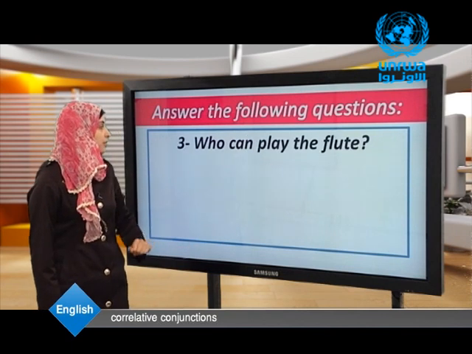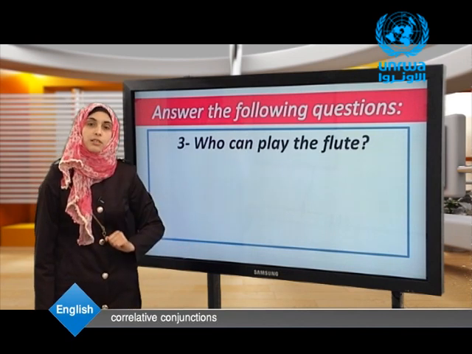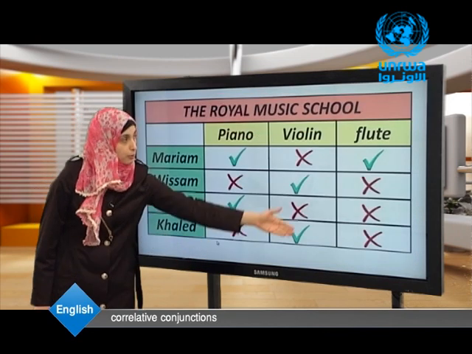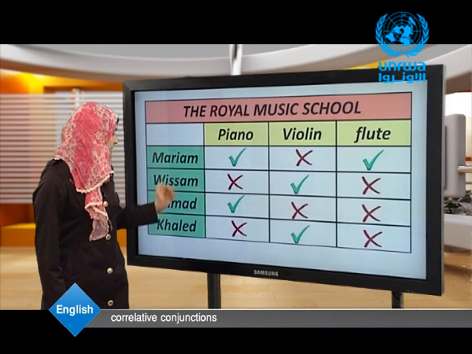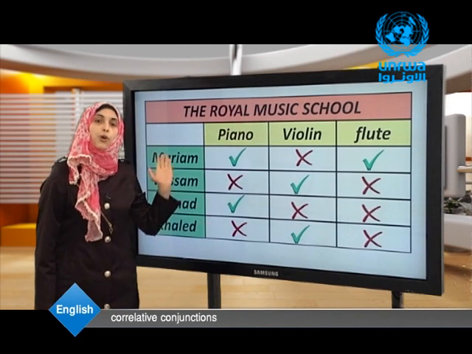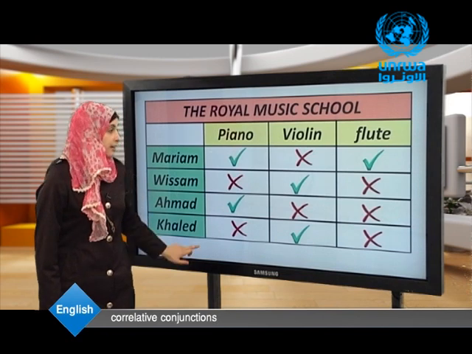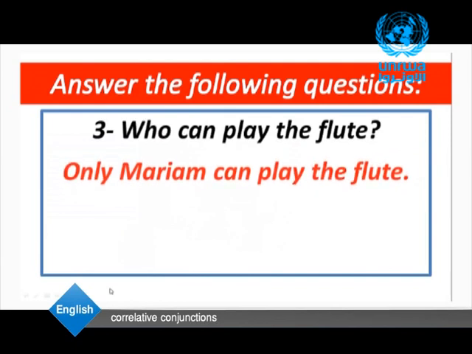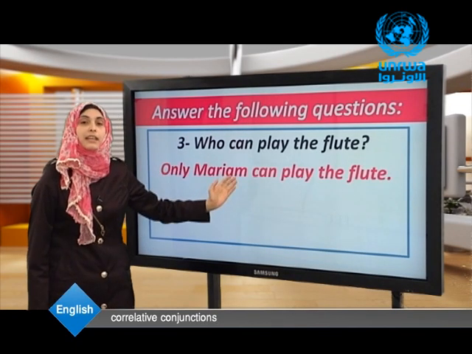The third question, who can play the flute? Let's see together. Look at the flute. We have Maryam, Wissam, Ahmed, and Khalid. Look at the signs here. Who can play the flute? Great, Maryam. So the answer is only Maryam can play the flute.